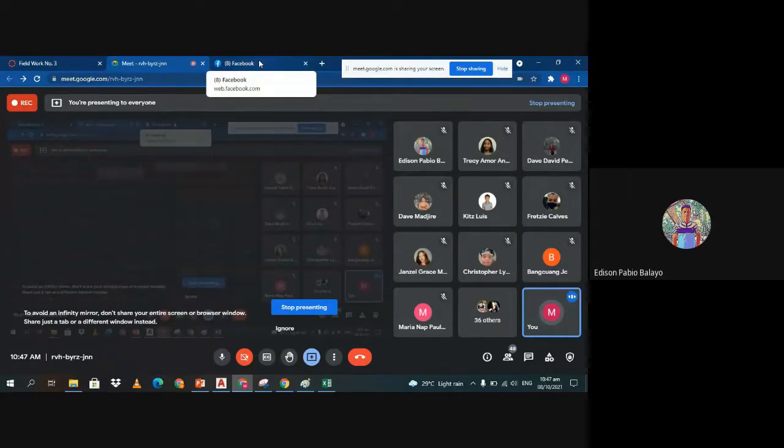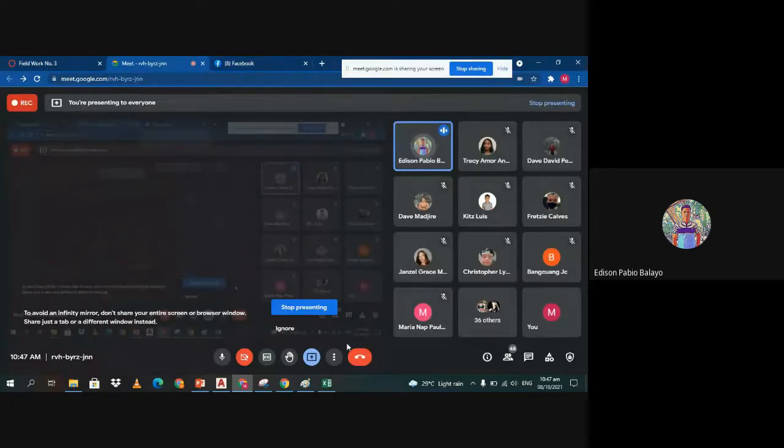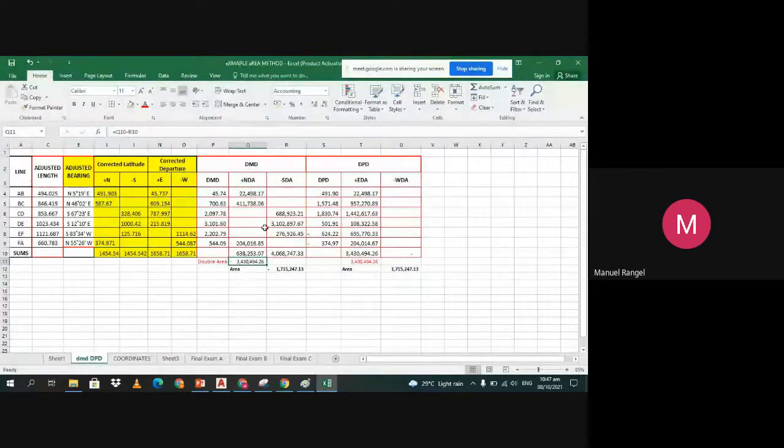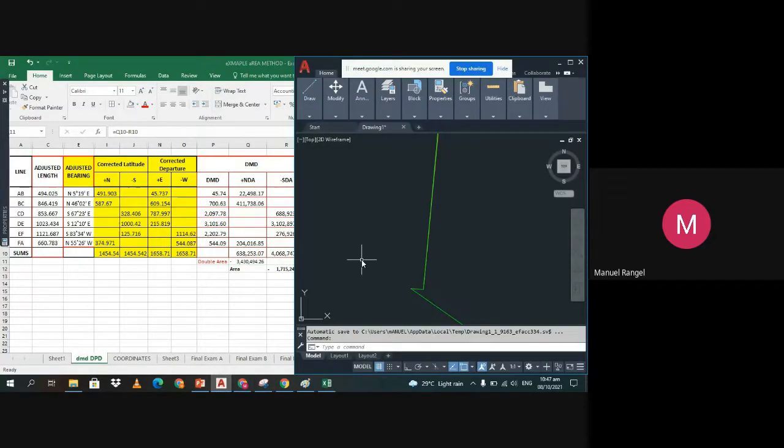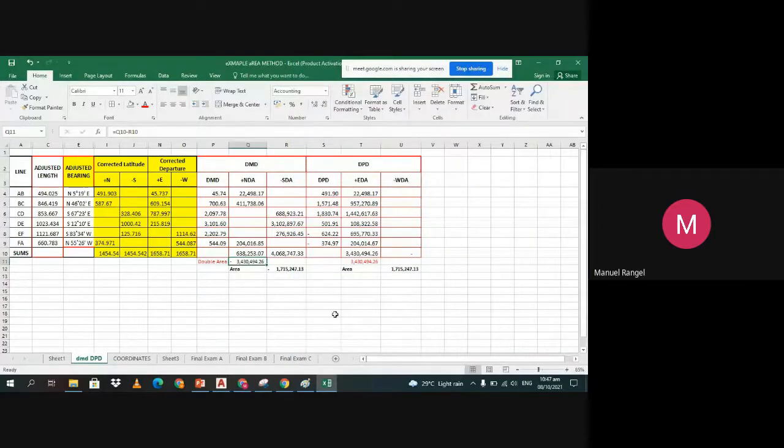Okay, any more questions? Divide by 2 only, sir? The summation gives the double area, then you divide it by 2 to get the area. Okay sir, I plotted earlier in AutoCAD and made a mistake, so my computed area does not match the plotted one. Okay. Make sure you are familiar with using AutoCAD because at the end of the course you will make a topographic map.